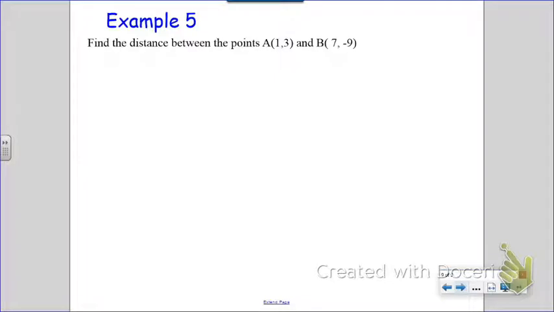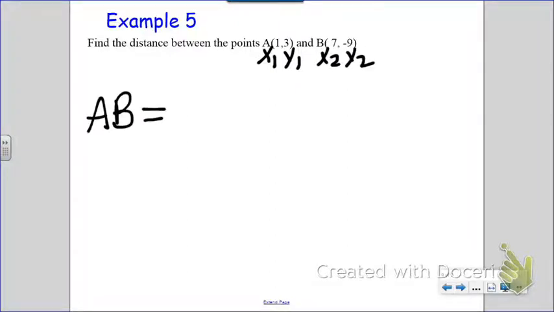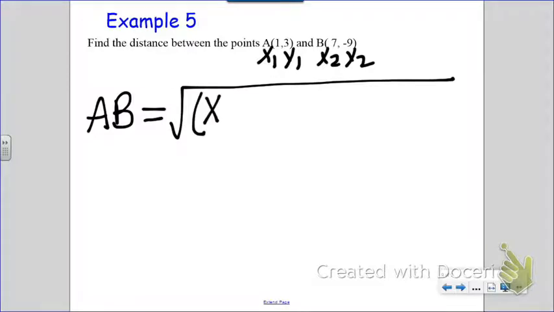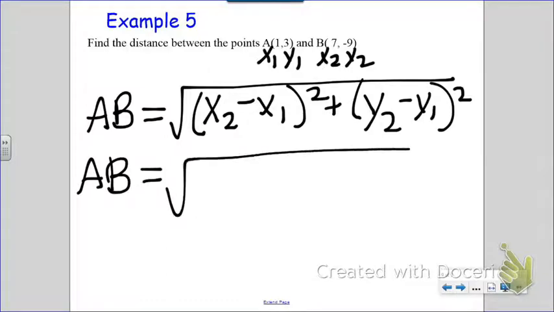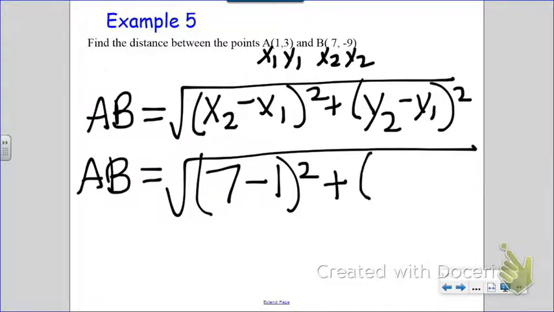Now we'll just do a straightforward distance formula example. Call the first one x1, y1. Call the second one x2, y2. We'll use distance for this one. x2 minus x1 squared. That's like our A. y2 minus y1 squared, like our B. In the Pythagorean theorem example we just did. I'm going to plug the numbers in. 7 minus 1 squared plus negative 9 minus 3 squared.